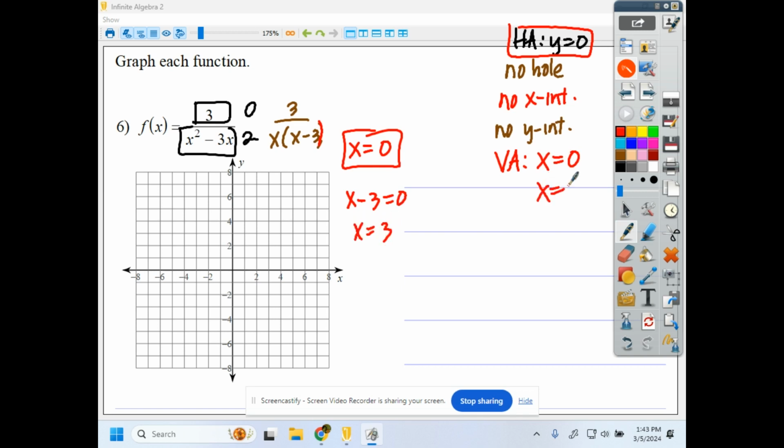So x equals 3. Now we can graph the problem. The horizontal asymptote, this pink equation, is y equals 0. X equals 0 is right here, and x equals 3 will be right here.